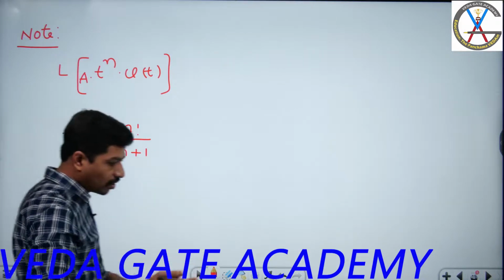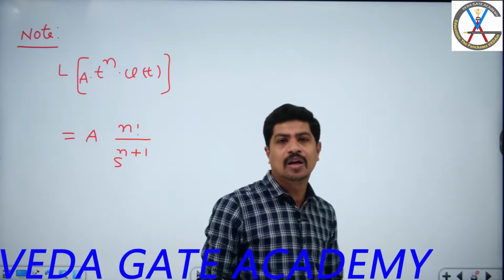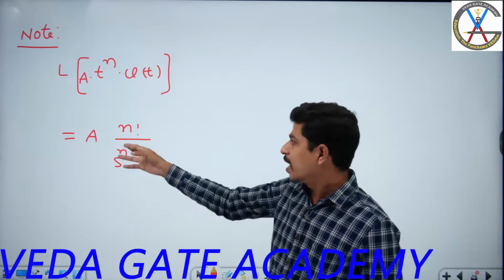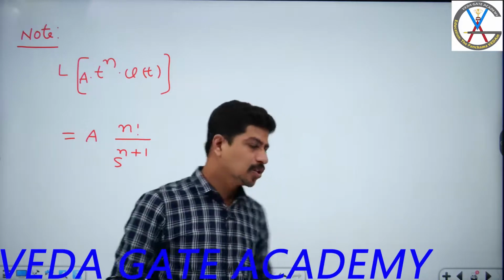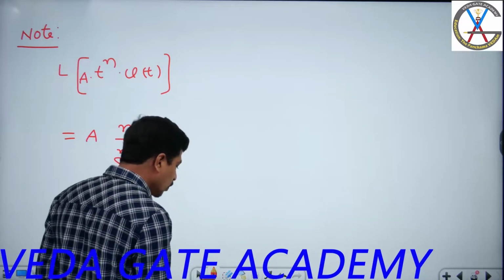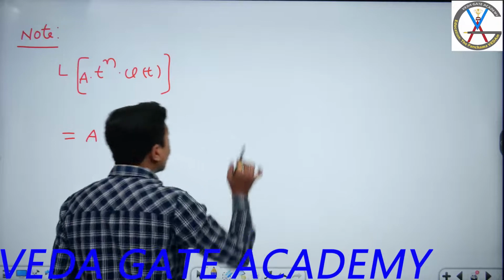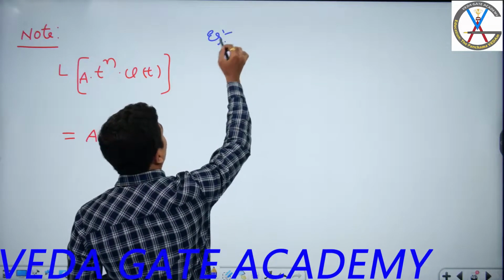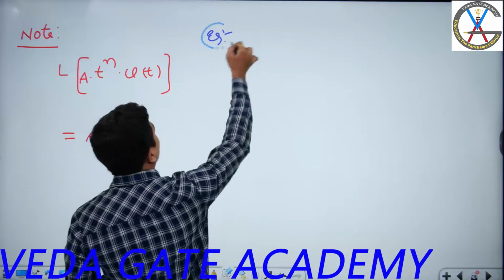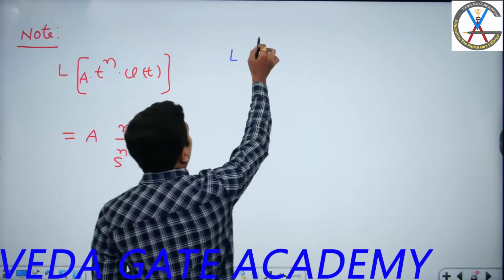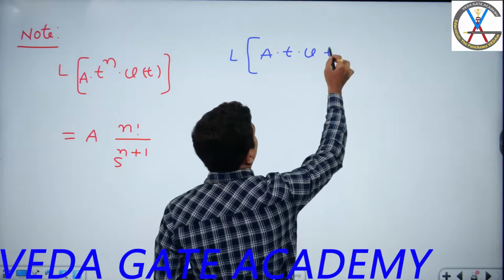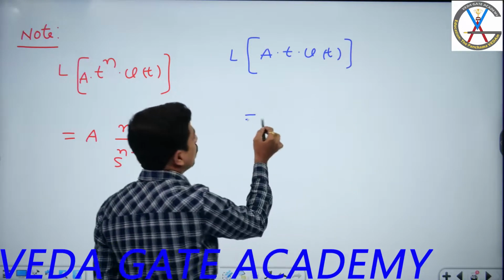I think most of you have done mathematics in your graduation, so you might have seen this identity: a into n factorial by s power n plus 1. Now how am I going to use this one here? I want the Laplace transform of a into t into u of t.